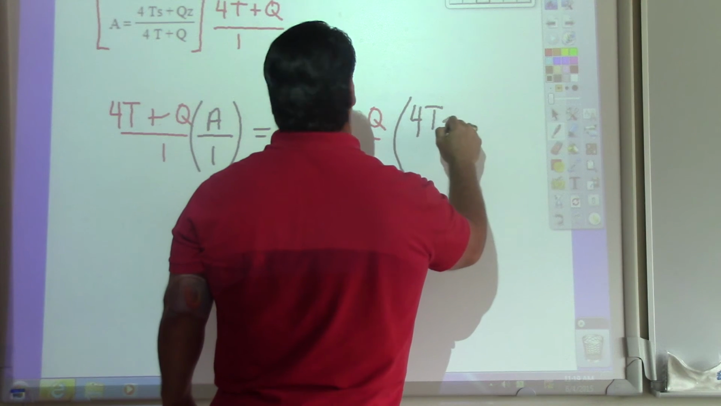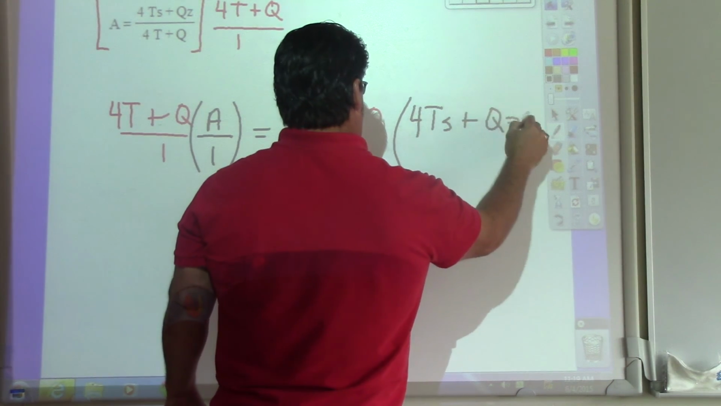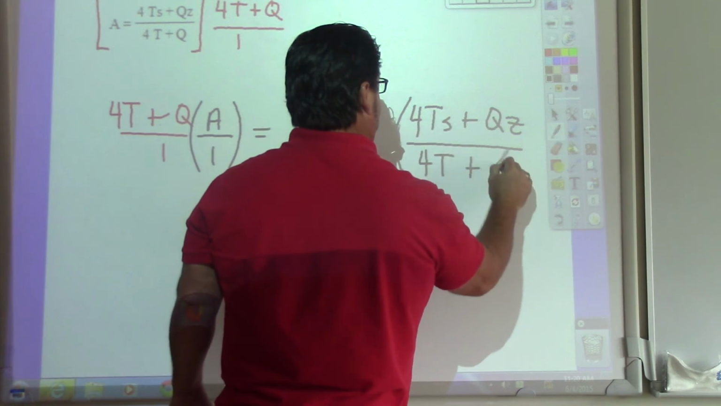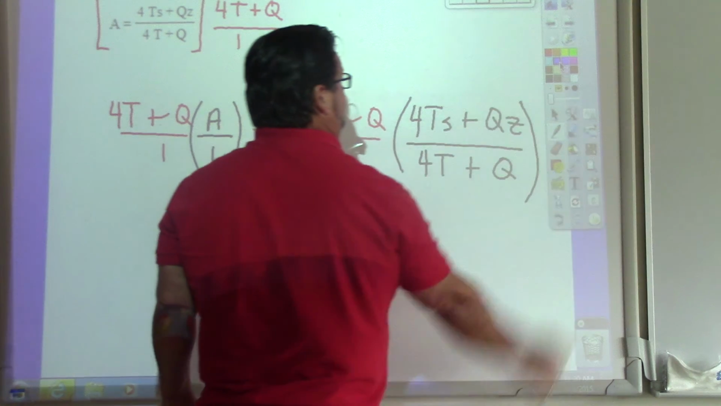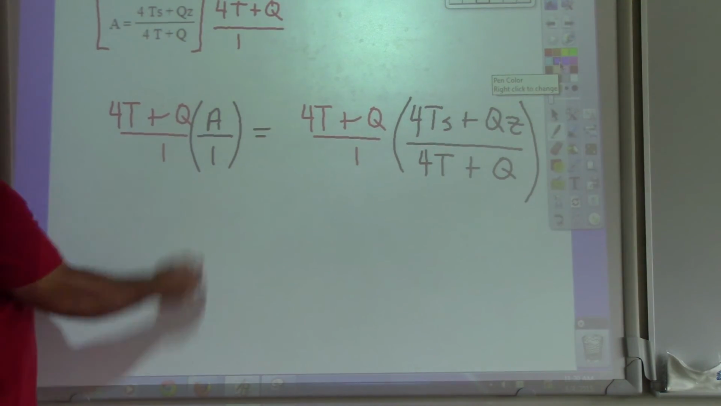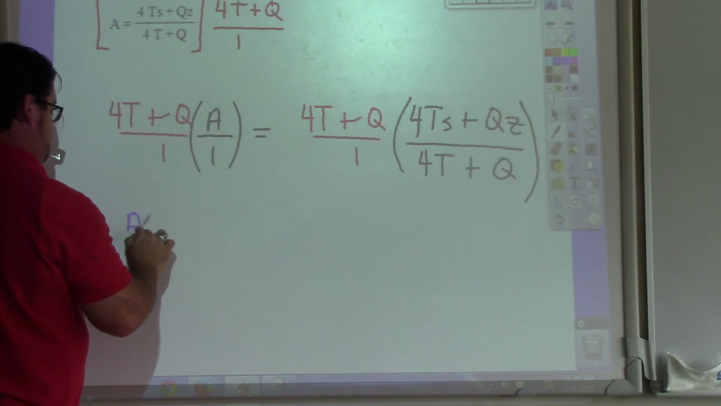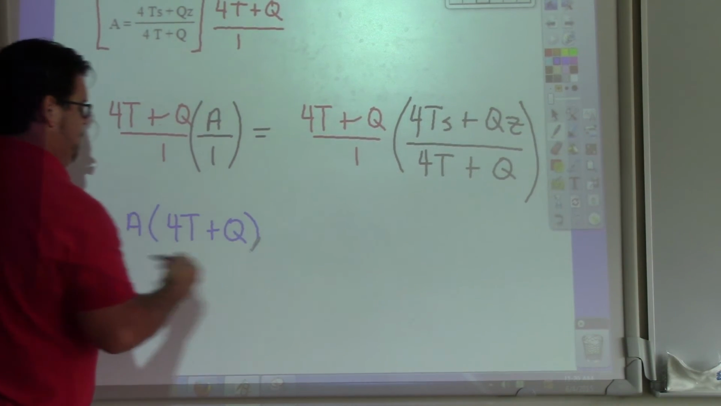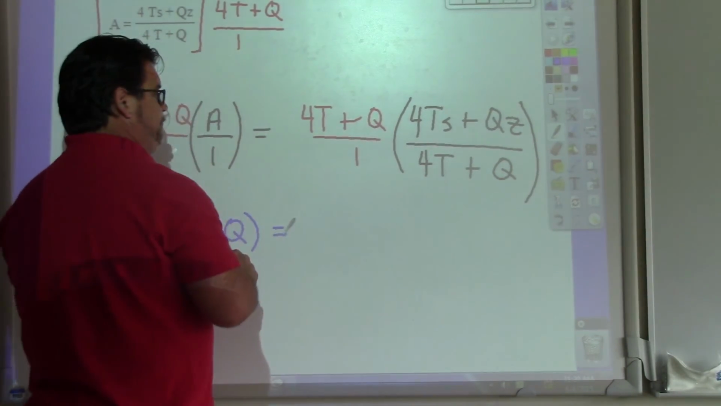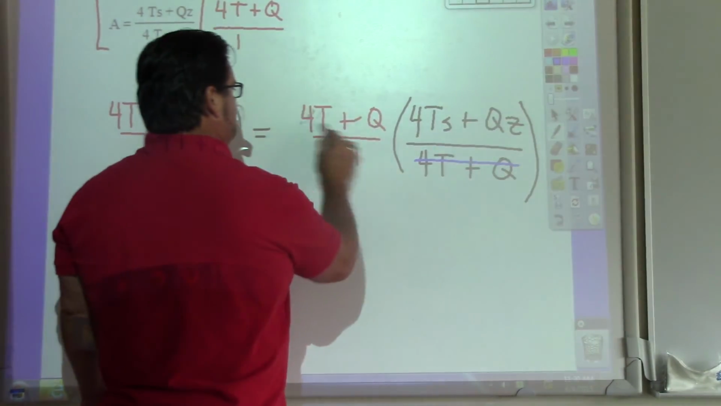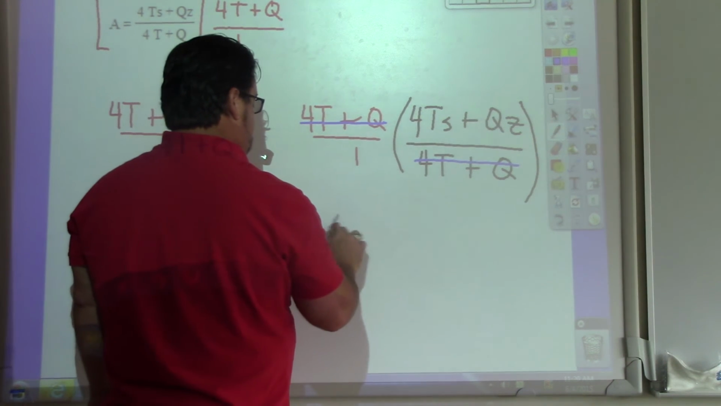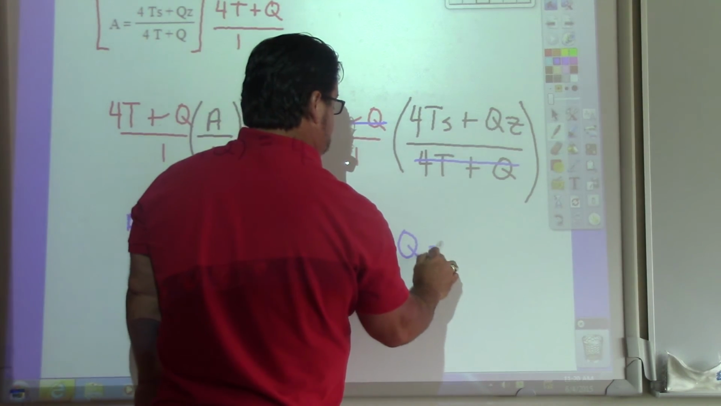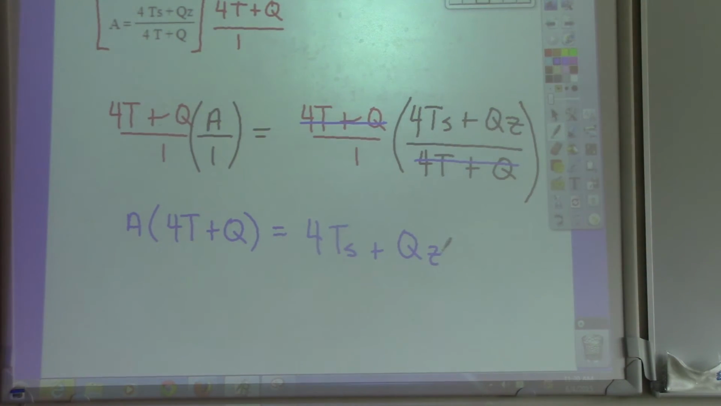Okay. 4CS plus QZ over 4T plus Q. Take our blue pen, and nothing cancels over here. A times 4T plus Q equals... what happens here? It just cancels out, and that leaves you with 4TS, little s, plus Q, little Z. And now we're going to solve for big T.